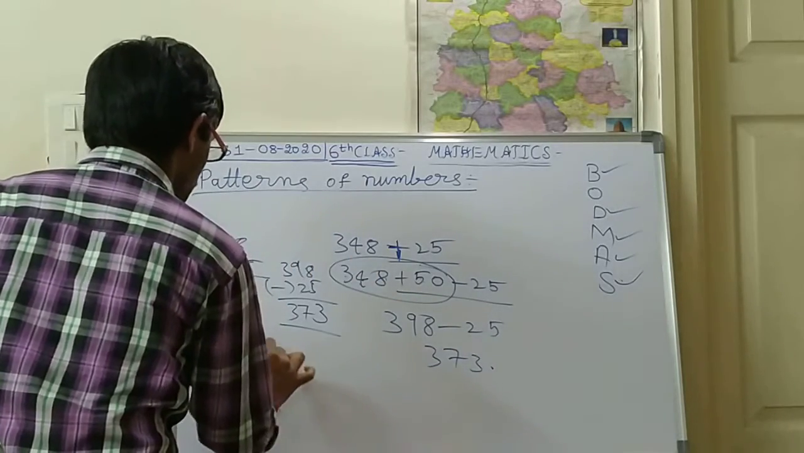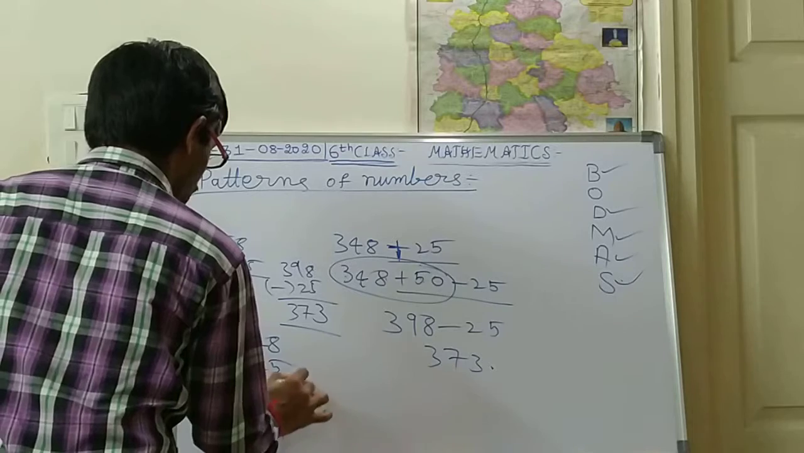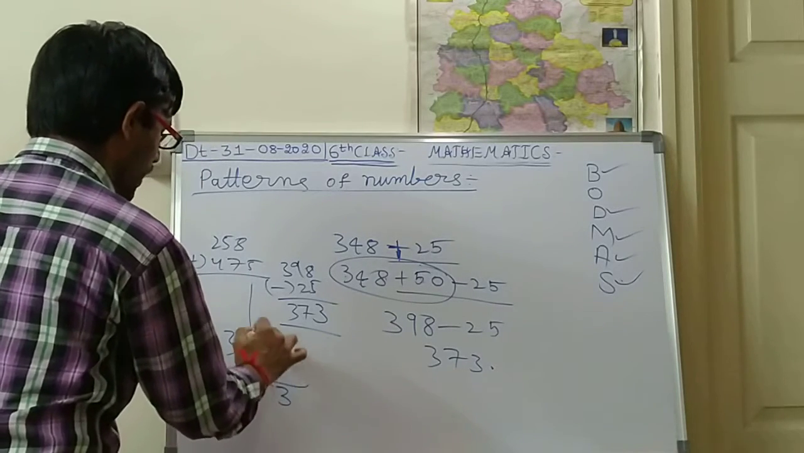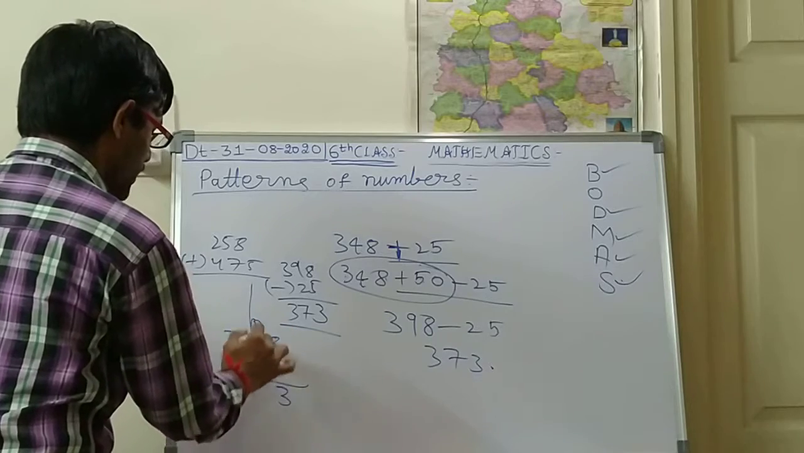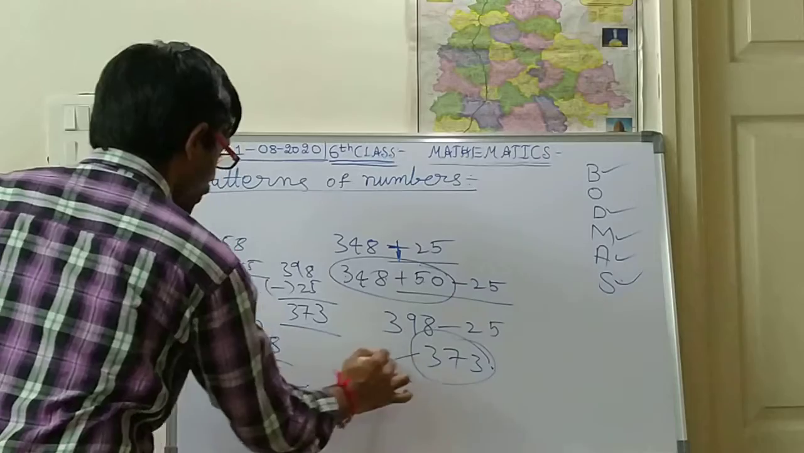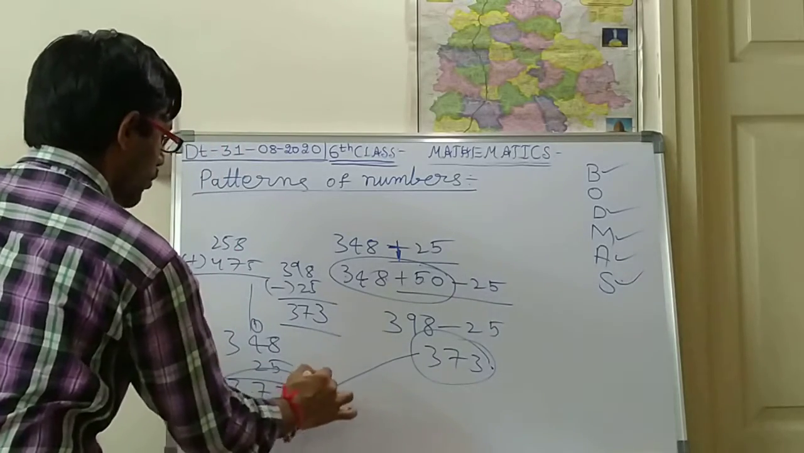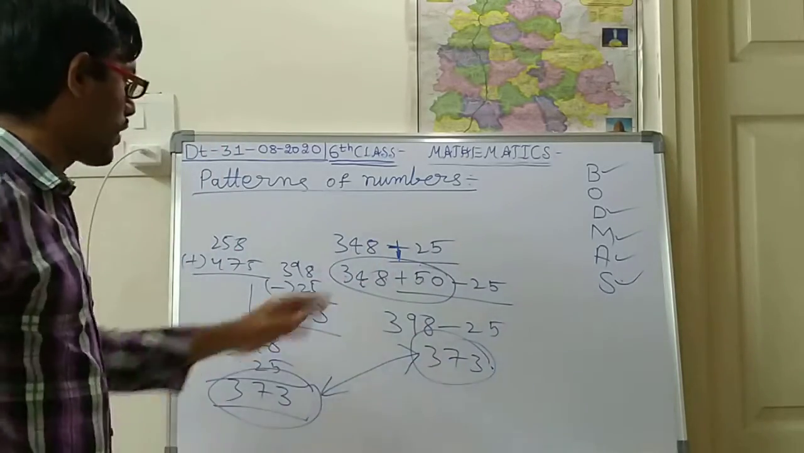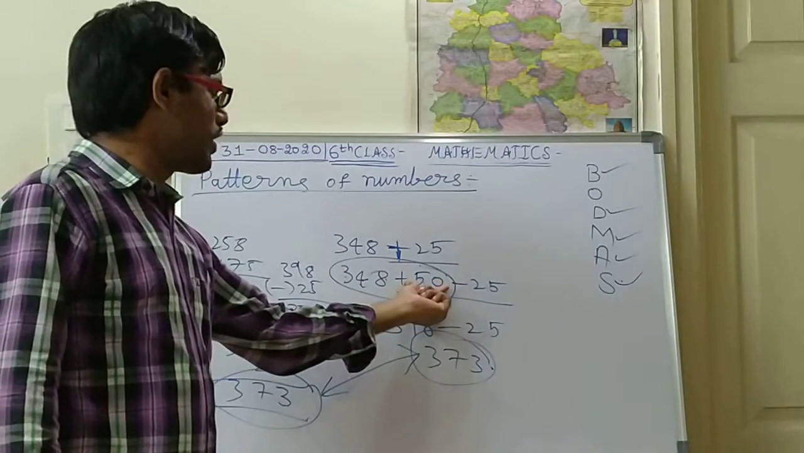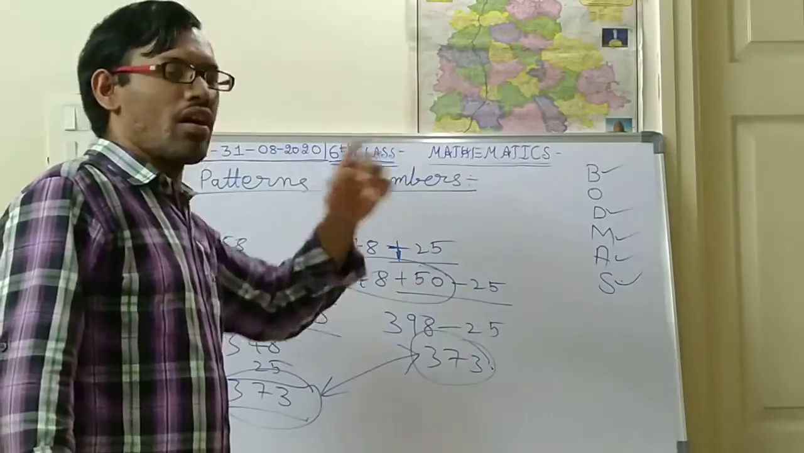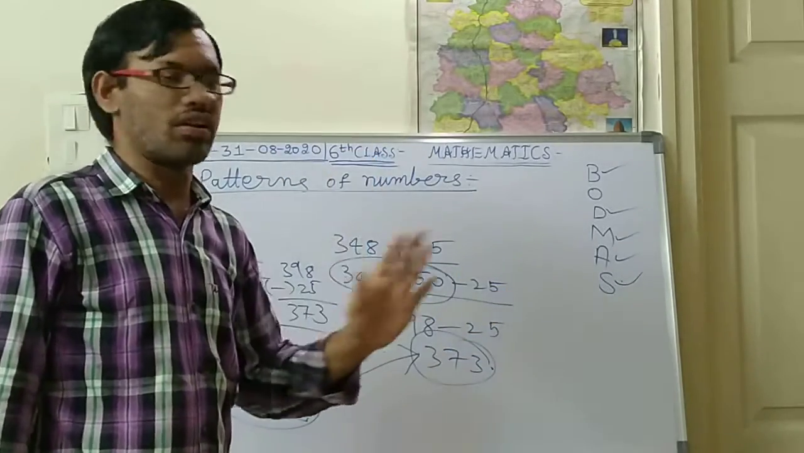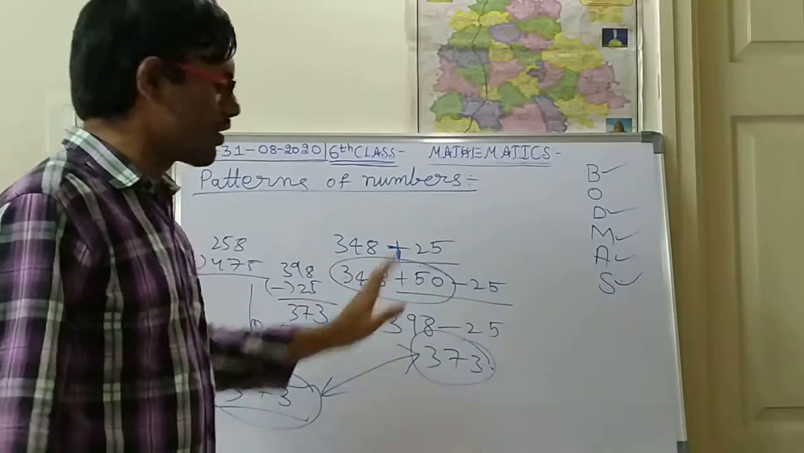So 348 plus 25. What is the result? 8 plus 5 is 13. 1, 4, 5, 6, 7, 3. So 373. If both are tallying, whatever you have done is correct. So that means converting any hard number into easier terms of tens, hundreds, thousands, or 10,000, like that. So this is about the addition.